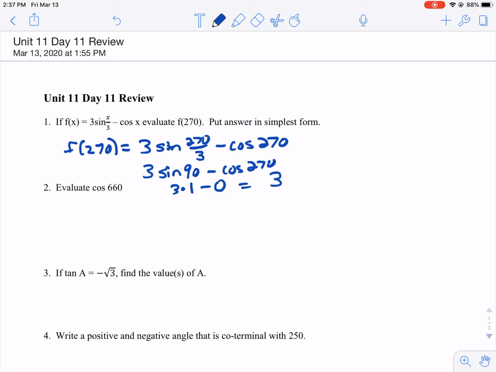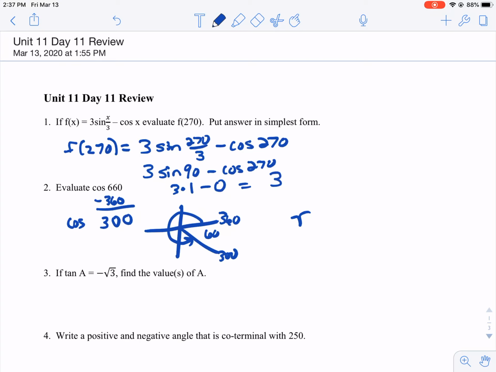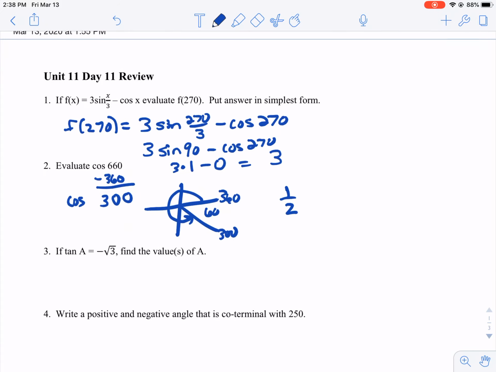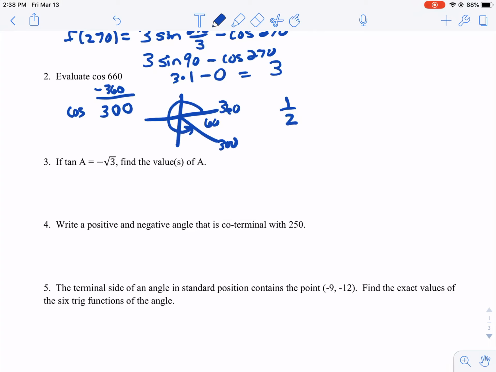Evaluate cosine of 360. Well, that means the angle has gone around more than once. So if I subtract off an entire circle, that puts me at the cosine of 300. So cosine 300 is in the fourth quadrant. That gives me a reference angle of 60. Cosine of 60 is 1/2. And since we are in the fourth quadrant, it is positive. So positive 1/2.